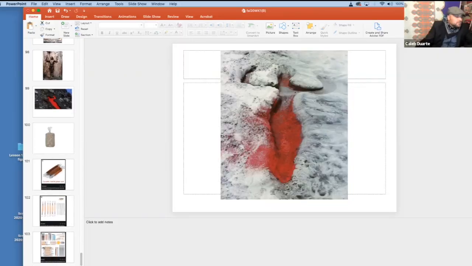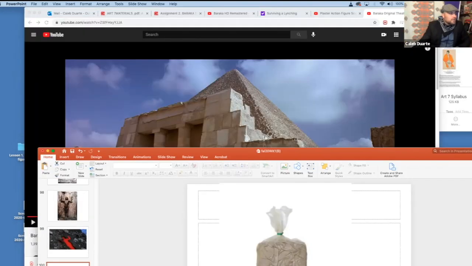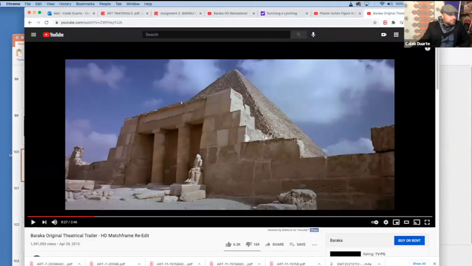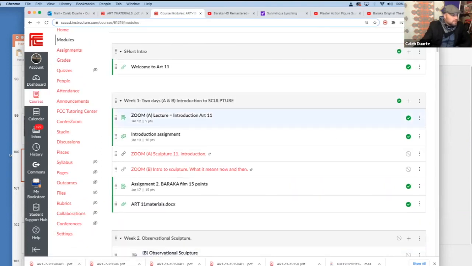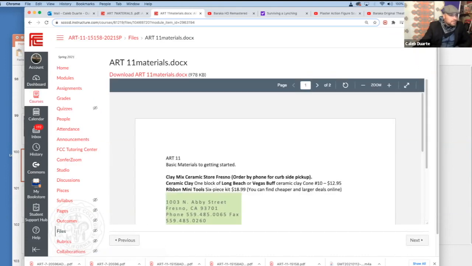All right, materials, really quick. I'm going to jump to materials and then I'm going to jump to next week's assignment. You can go ahead and go to, where am I at? Modules. There's a materials list on week 1. Very simple to begin with.